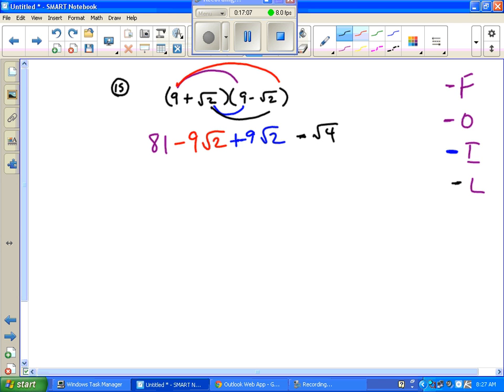Anytime you're doing conjugates again, you can leave the outer and the inner ones out, because watch, negative square root of 2 and positive square root of 2 will cancel each other out. So you have 81 brought down, and then minus the square root of 4 means minus 2. So 81 minus 2 is the number 79.